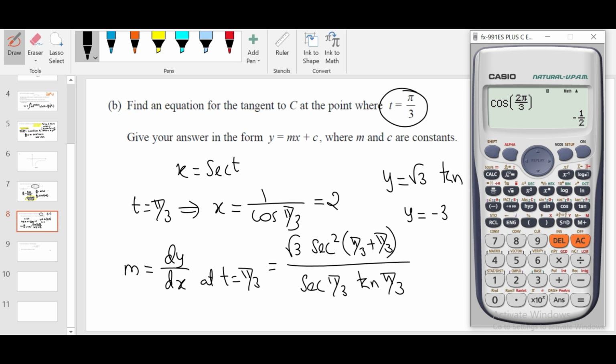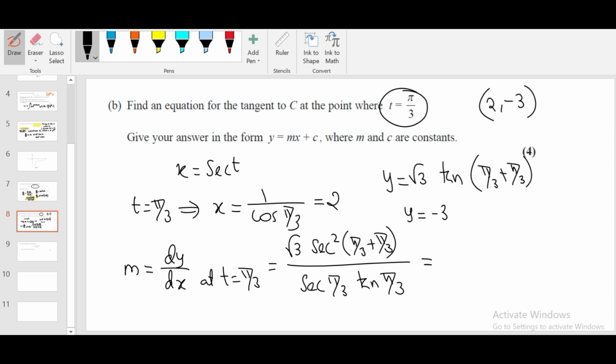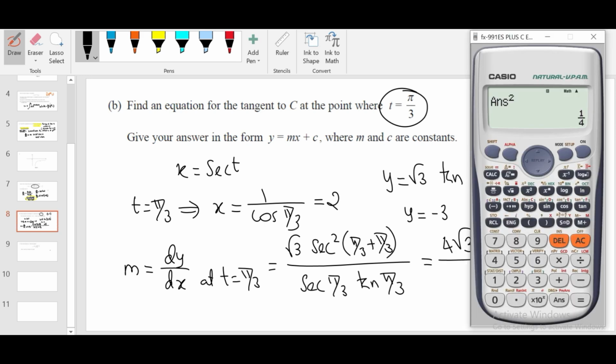That's negative 1 over 2. So when you square the answer, that's cos square 2 pi over 3. Secant square is 1 over cos square. So it becomes just 4. 4 root 3 divided by, you need to find tan pi over 3, 1 over cos pi over 3.